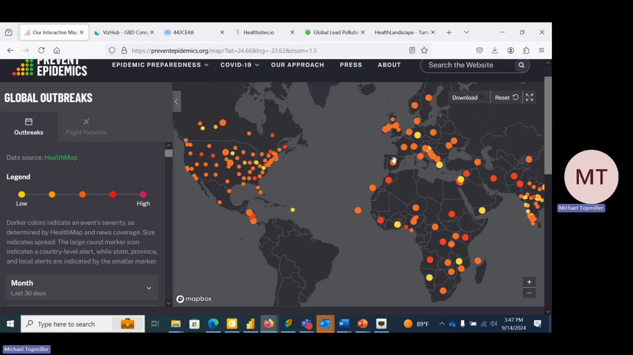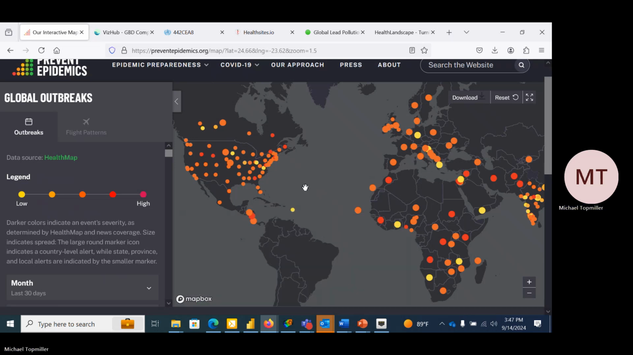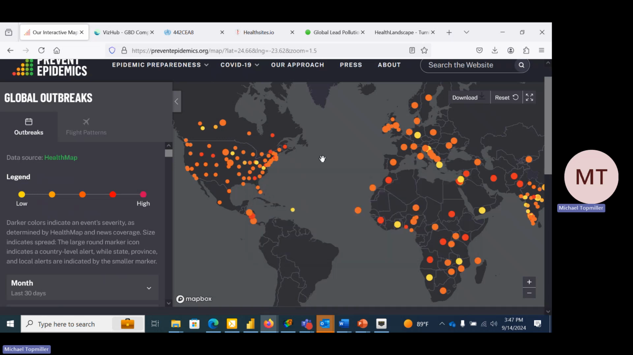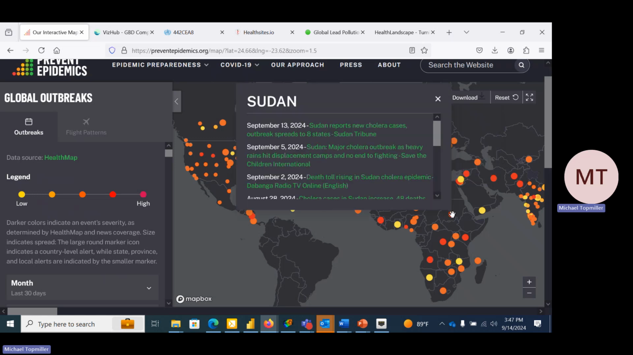So you can see these various points, circles around the world, and you can see whether they're low or high risk or severity in terms of their disease. So we can scroll over here and see a low one out here. Click on this. We can see West Nile fever somewhere in the small island there as one of the lower risk ones. And then we come over here and we can see some cholera being spread in different parts of Central America there. So cholera being a very severe disease. Monkeypox in Morocco. Again, come over here and we see cholera, a lot of cholera in Sudan.